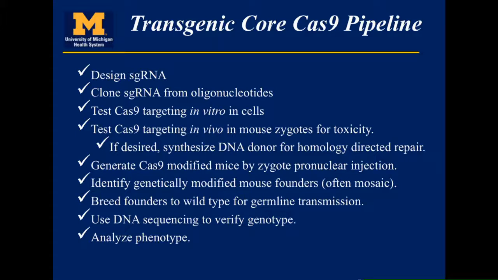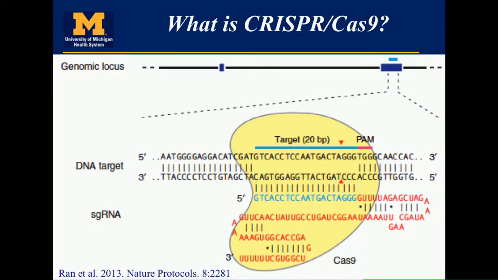This is the outline of a CRISPR Cas9 project. We begin by designing the sgRNA to the target, clone it from oligonucleotides. Then we go on to test it in cell culture. We'll also test it in zygotes to make sure it's active before we go on to make an animal model. Then it's just a question of genotyping, germline transmission, and analyzing the phenotype.